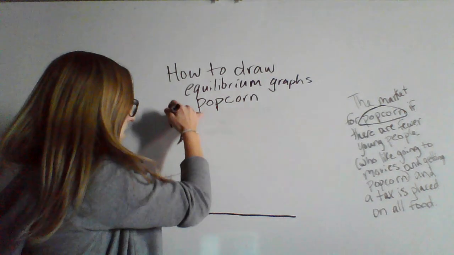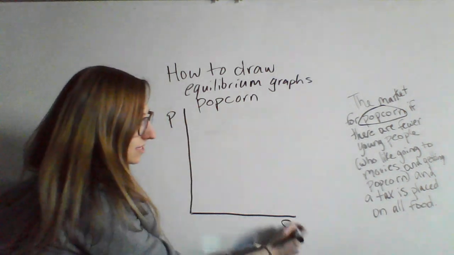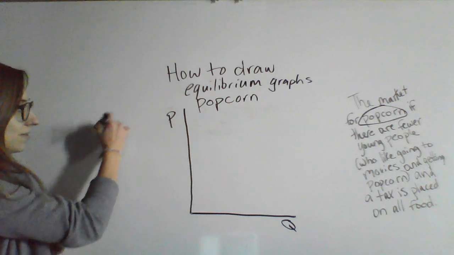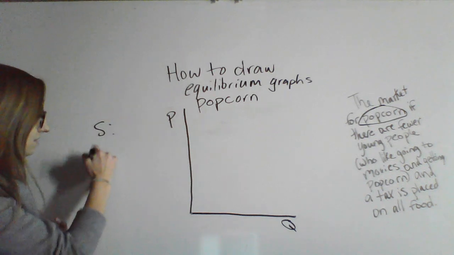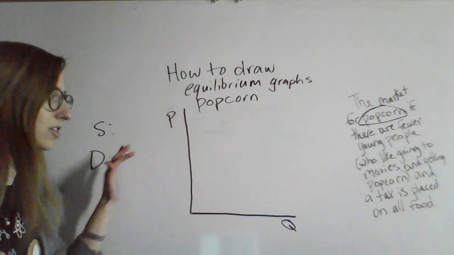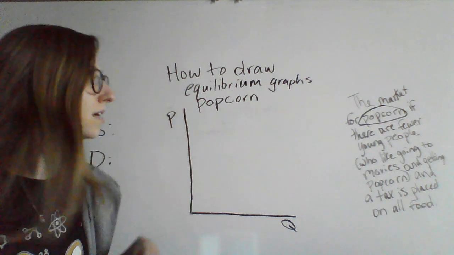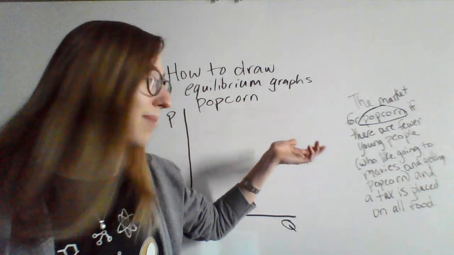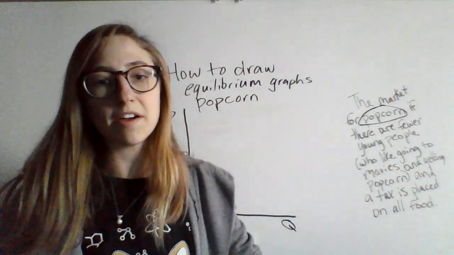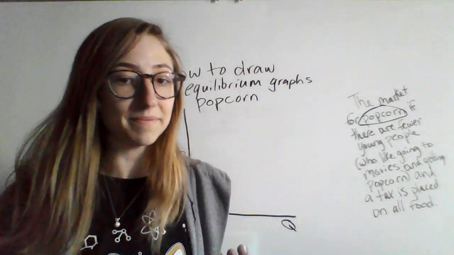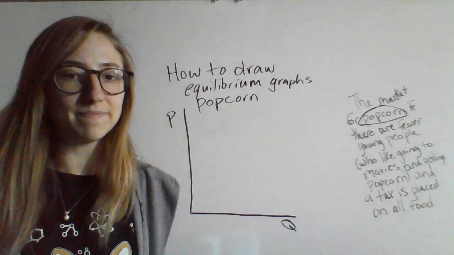So price, quantity, and then we need to indicate shifters. So supply, demand. Remember, we might not have both, but we might have both, and so we should be aware that both could be there. All right, market for popcorn: if there are fewer young people who go to the movies and eat popcorn, so supply or demand? Yeah, it's demand.